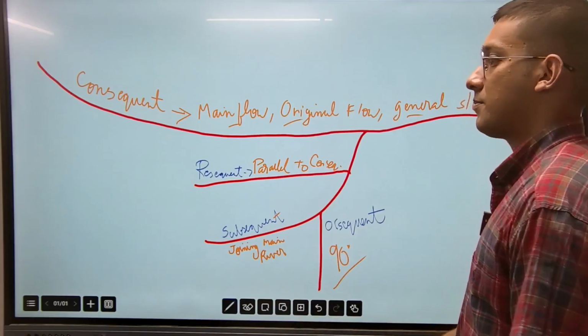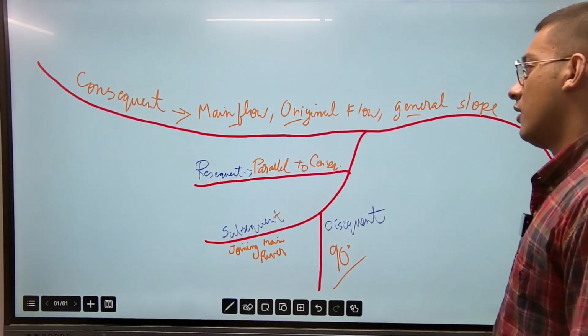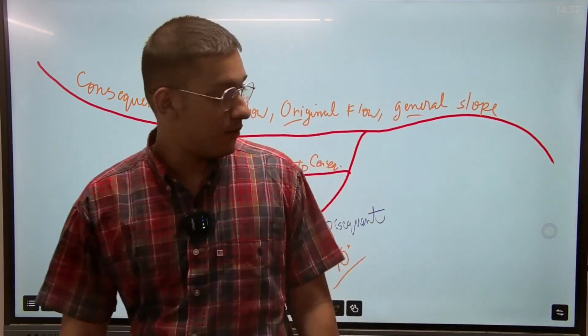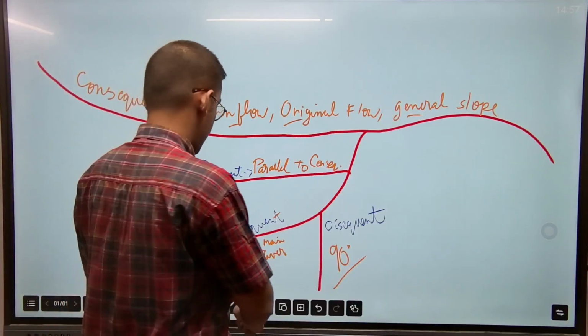Is this clear? Consequent will be your main flow, original flow, or general slope. Resequent will be parallel to the consequent. Subsequent will be joining the main river. Obsequent will be the 90 degree angle. Right?